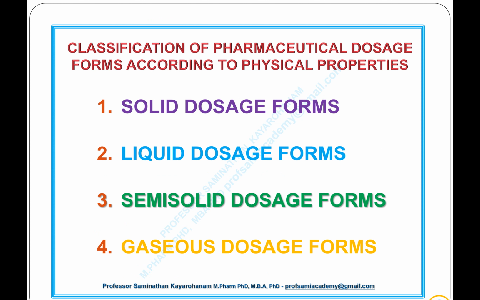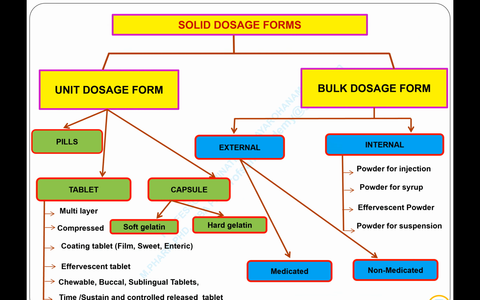1. Solid dosage forms. 2. Liquid dosage forms. 3. Semisolid dosage forms. 4. Gaseous dosage forms. Next slide. Solid dosage forms are further classified into 1. Unit dosage form and 2. Bulk dosage form. Pills, tablets, and capsules come under the unit dosage form.